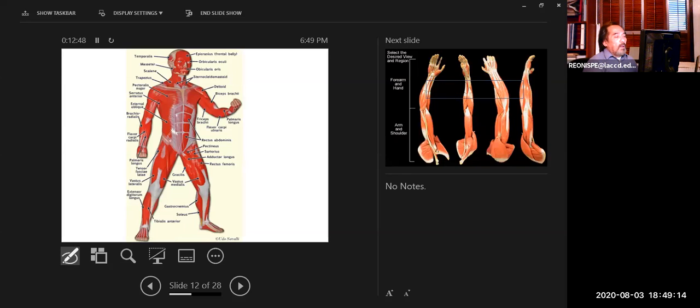Now the letter N: tensor fasciae latae, sartorius, and then the gracilis. And after that, you have the quads here. This is the rectus femoris, vastus lateralis, vastus medialis. And so those are the muscles that you see in the anterior compartment of the thigh. It's not very obvious on this small picture.